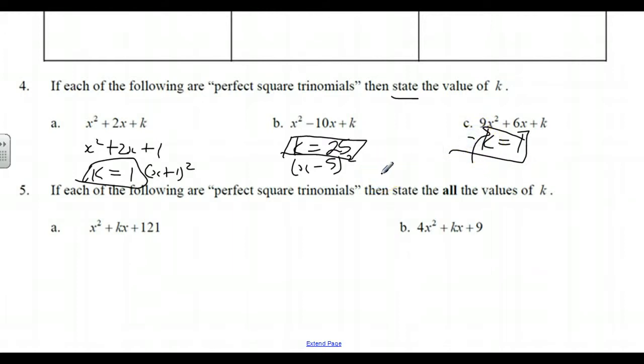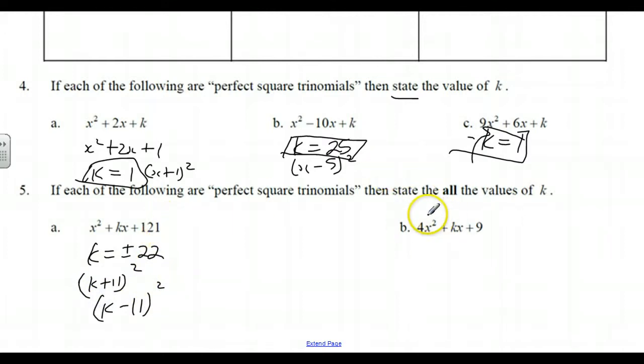If each of the following are perfect square trinomials, then state all the values of k. So this time we're playing it by making the b value k. The square root of x squared is 1. The square root of 121 is 11. 1 times 11 doubled is 22. So k is equal to plus or minus 22, right? Since we could have x plus 11 squared, or x minus 11 squared.